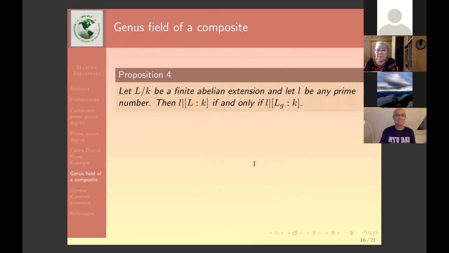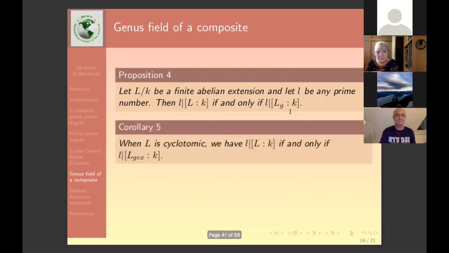But still we want a sufficient condition for equality. So we have several previous results that I'm showing you, the way that we did it. We have that a prime L divides the degree of L over K if and only if it divides the degree of LG over K. That's the first one. Another one is that if we have a cyclotomic extension, L divides the degree of L over K if and only if it divides the degree of the extended genus field over K.